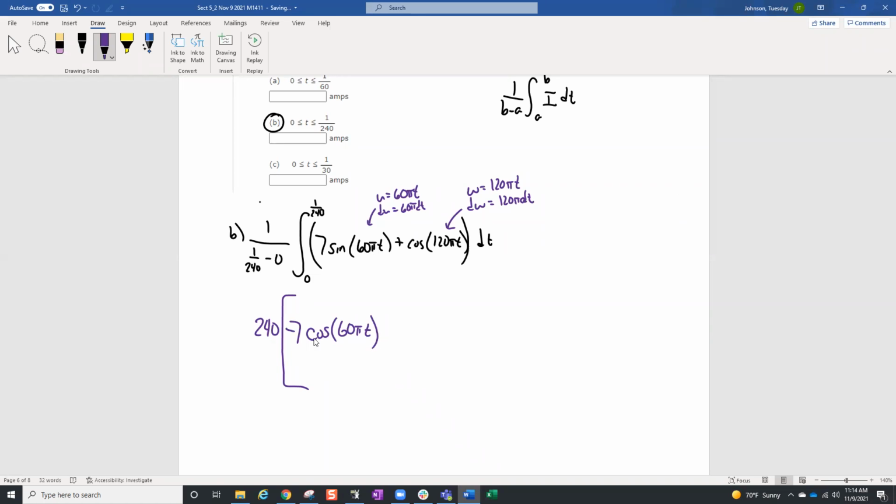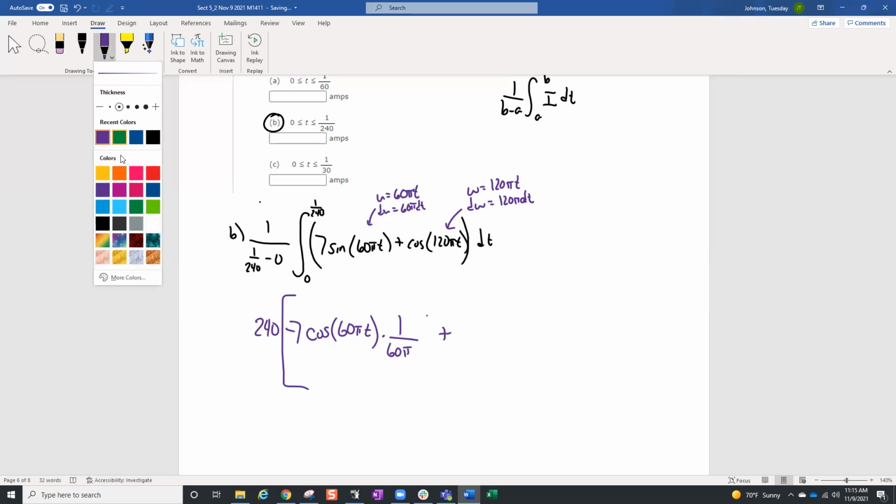If this were a u, it'd be negative cosine of u. But remember, we have to adjust because we don't have this 60 pi dt. So this will be 1 over 60 pi. I have to adjust for this, right? So the du would have been 1 over 60 pi du equals dt. So that 1 over 60 pi is kind of going to be coming out front, but we have 2 of these. So I'm just going to leave it sitting for now.